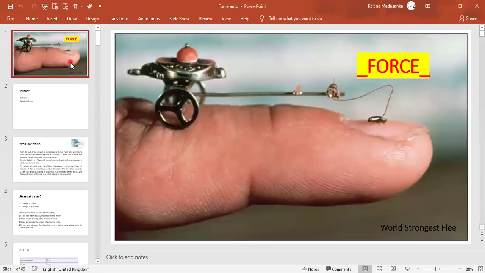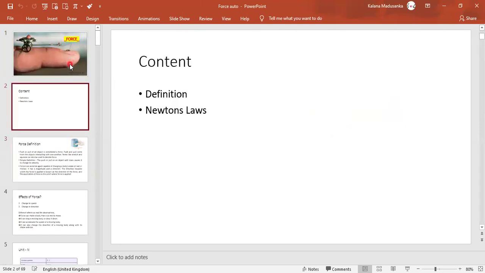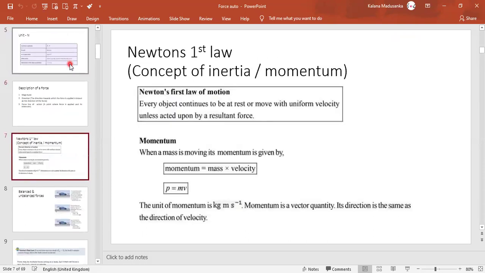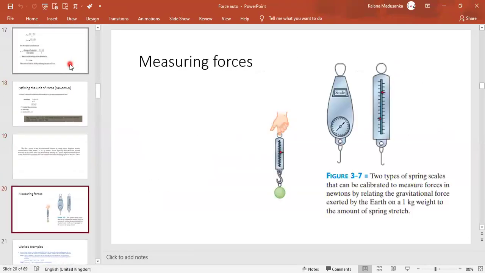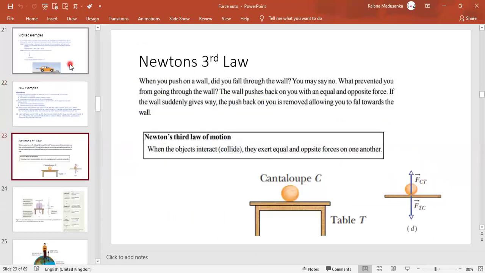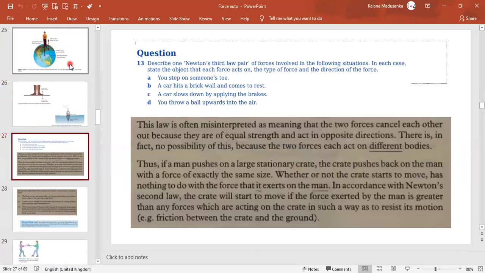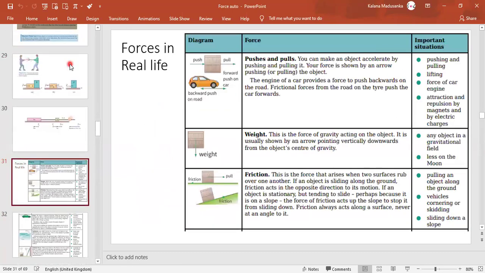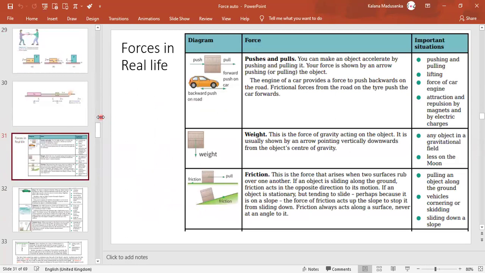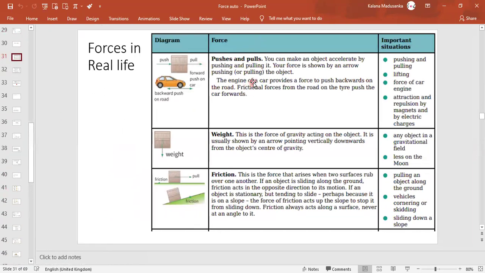So in the previous slides, we discussed Newton's laws, the units, and each law separately. And let me start today's part by introducing you to several forces in real life.